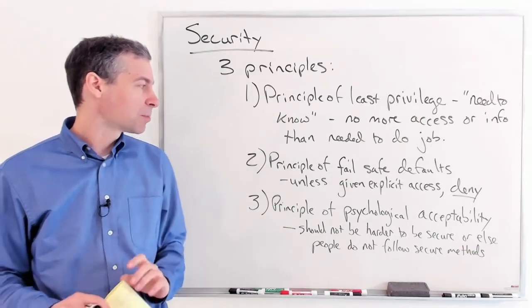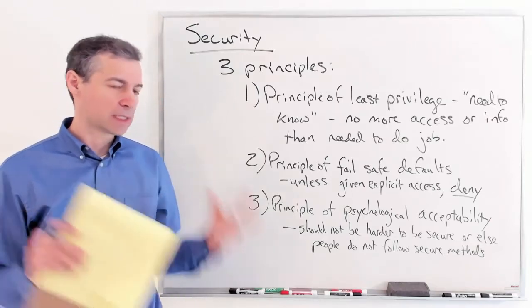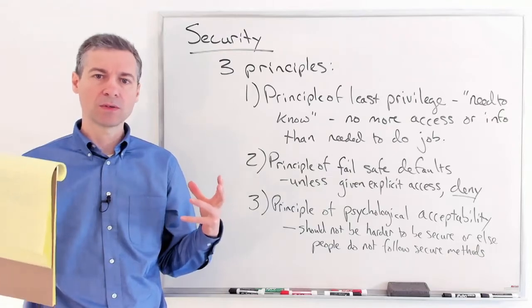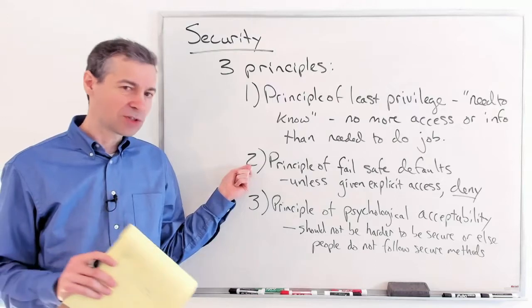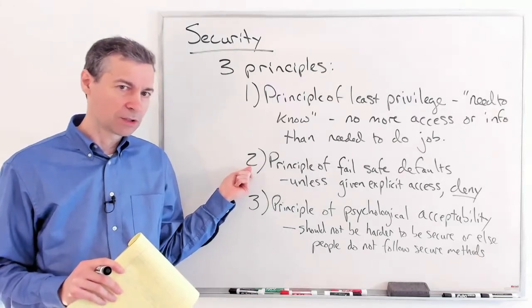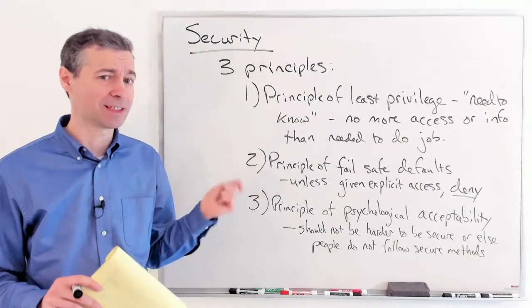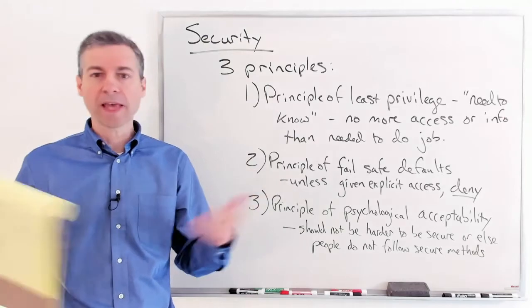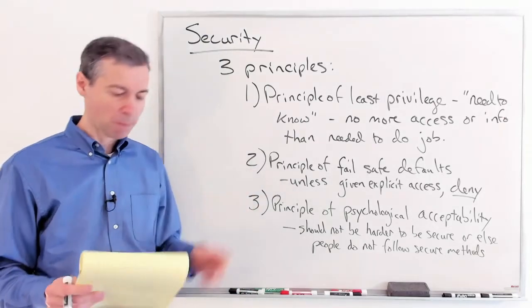Principle 2, principle of fail-safe defaults. Unless given explicit access, deny. So the idea here is basically like you should have locks on your doors and you should lock them, okay, and have keys. You should not have easy access to stuff. You should actually have things locked up, okay?